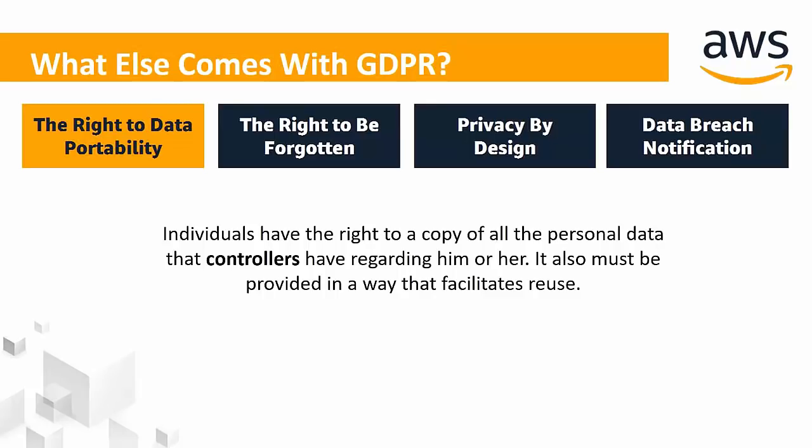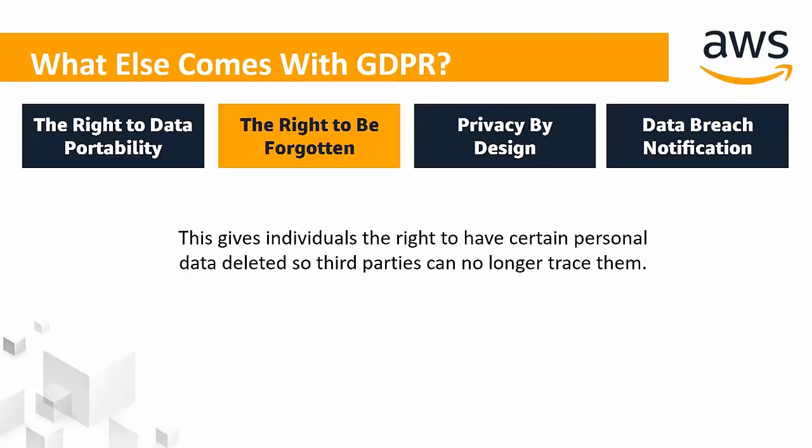The second one is the right to be forgotten, or the right of deletion. And this gives individuals the right to have certain personal data deleted, so third parties can no longer trace them. So that means, for example, again, if a contract terminates, there is this obligation for the controller to delete data, or if the data subject is getting in contact with the data controller, the data controller then has to delete this personal data.